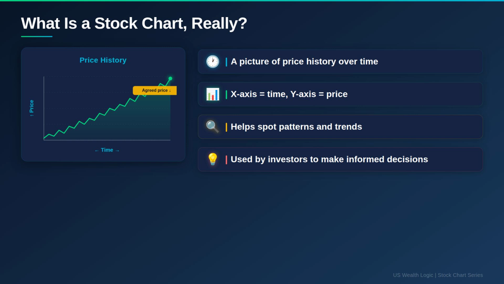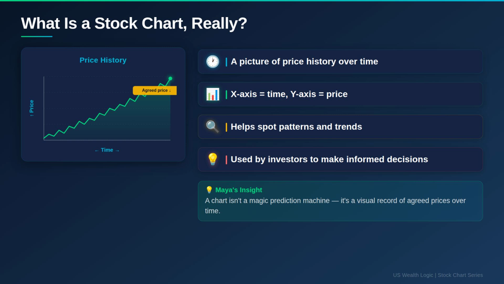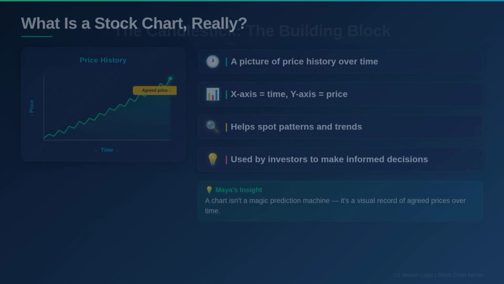That's really the foundation. Maya's first breakthrough was realizing that a chart isn't a magic prediction machine. It's just a visual record of what buyers and sellers agreed a stock was worth at any given moment. Once she understood that, the chart stopped feeling like a foreign language and started making sense.